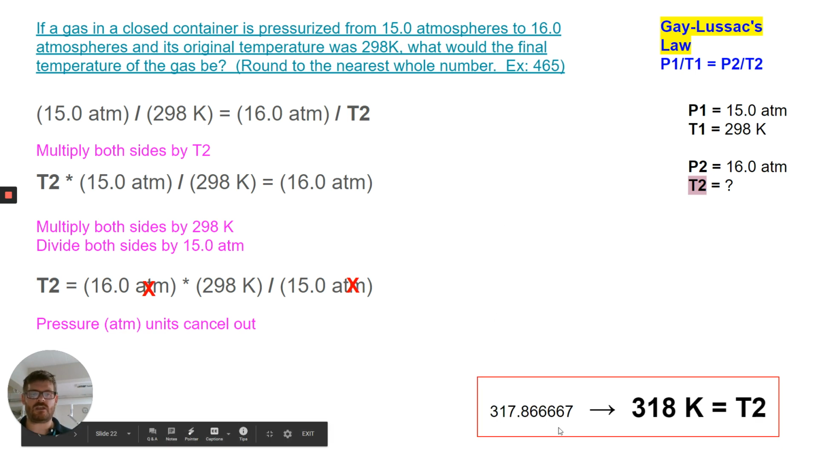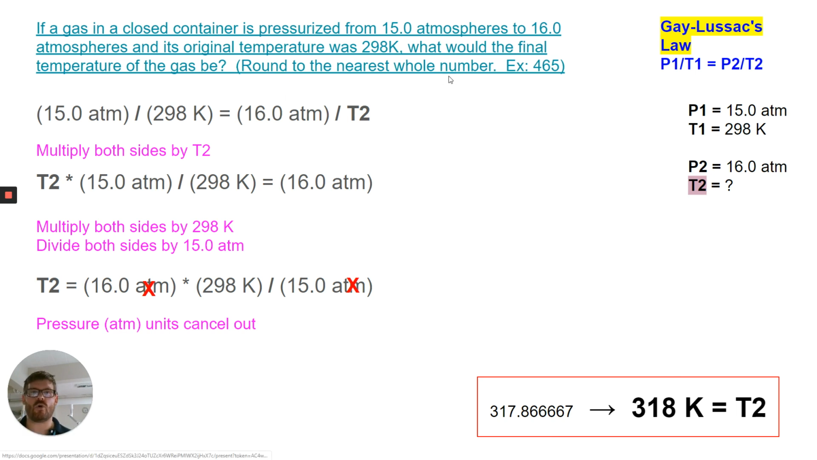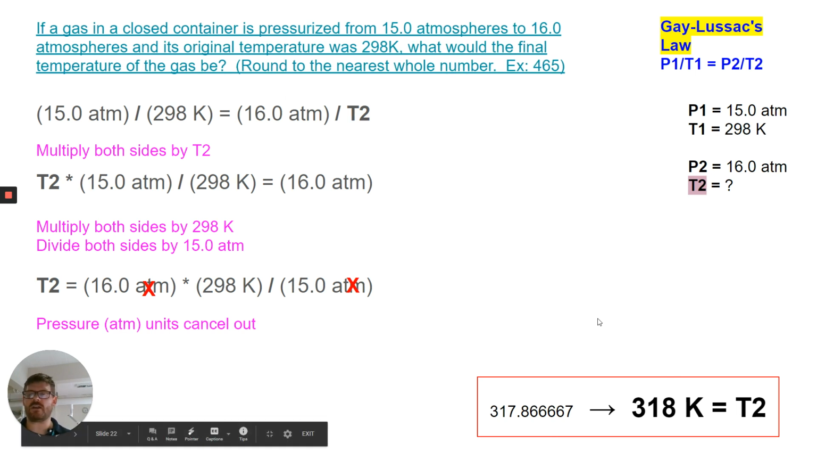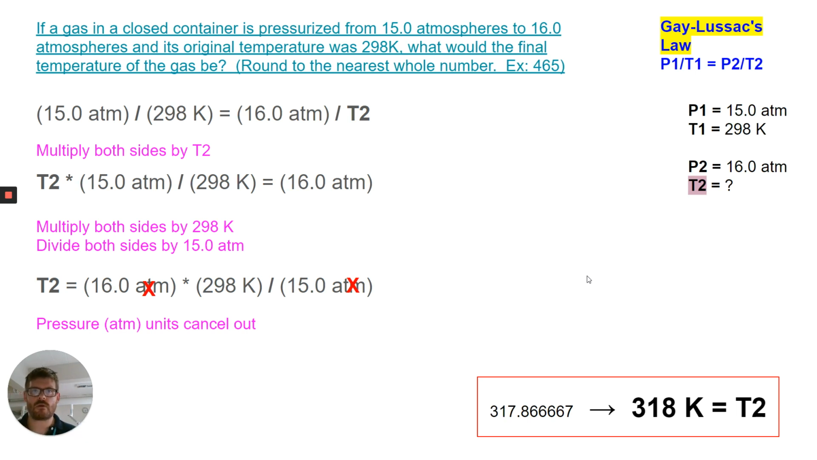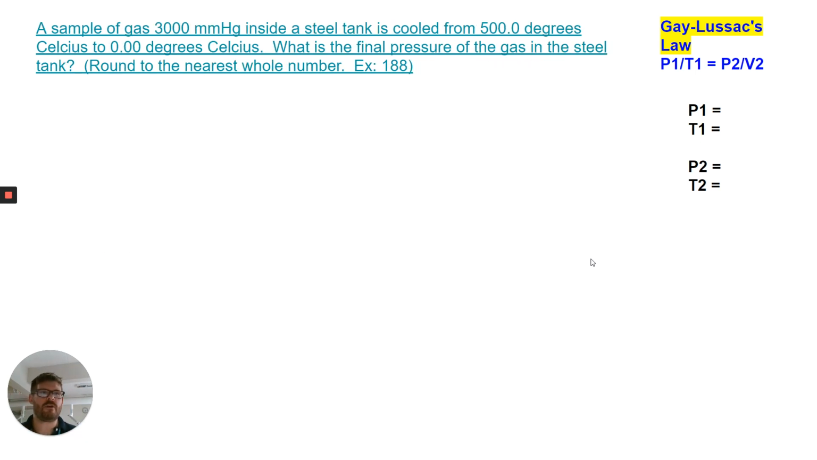So put those numbers in. Going to get 317.866. Round it to the nearest whole number. So 318 Kelvin is T2. All right. Hang in there with me. You guys are doing good. All right, so next one.